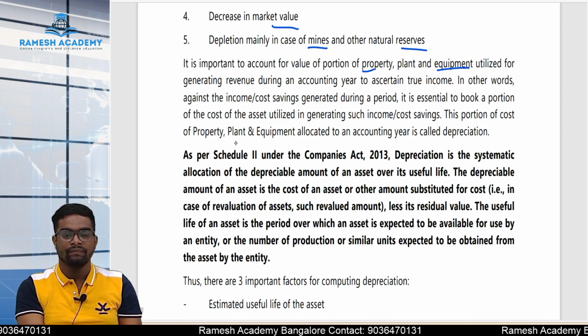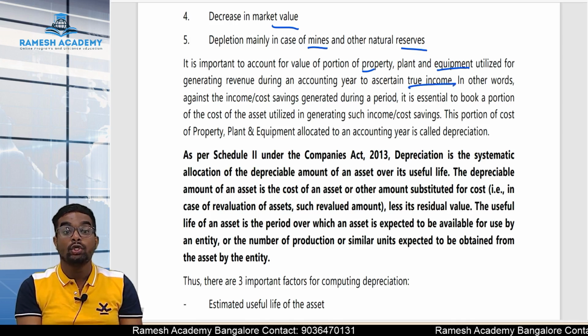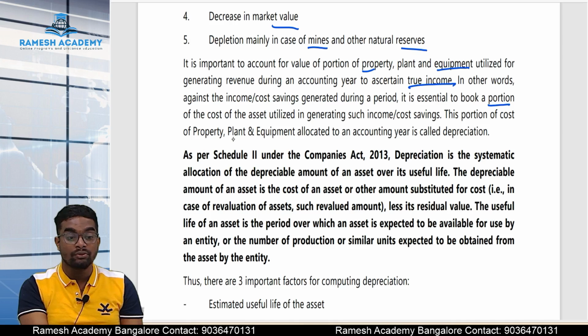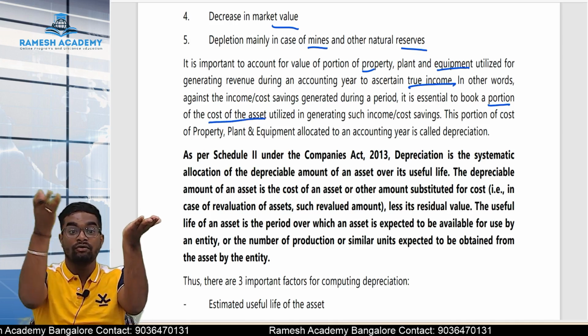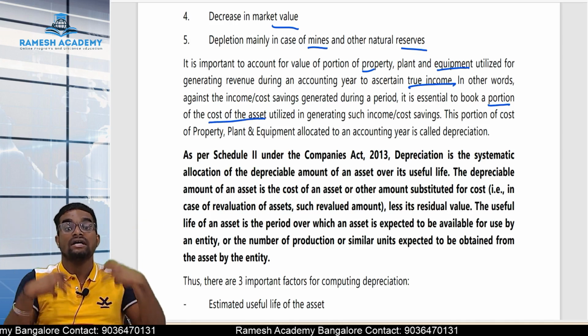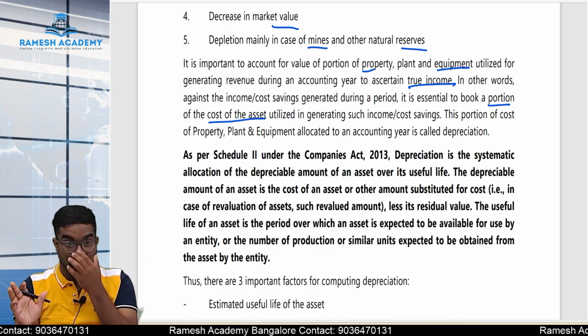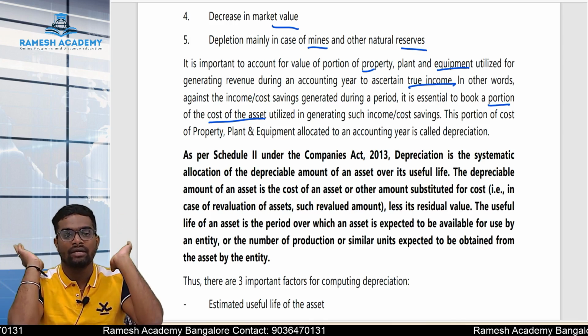Utilized for generating revenue during the accounting year to ascertain true income. In other words, against the income or cost savings generated during a year, it is essential to book the portion of cost, as per the matching concept. So for that revenue, you have to match this cost. How much of the asset you used, maybe number of hours, it can be anything; we'll see the types of depreciation. That much amount of cost should be allocated to that particular period.